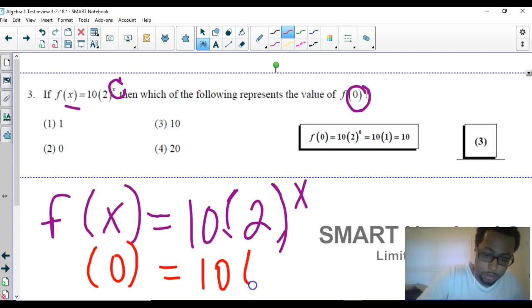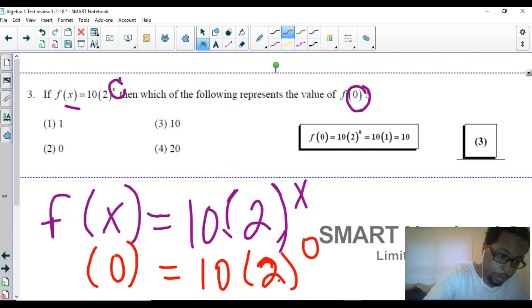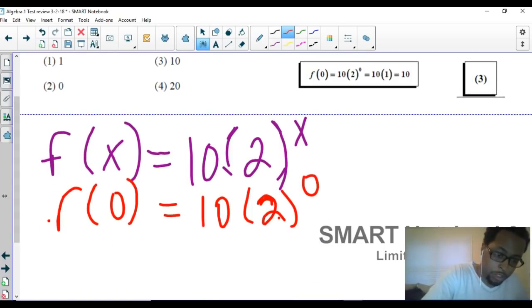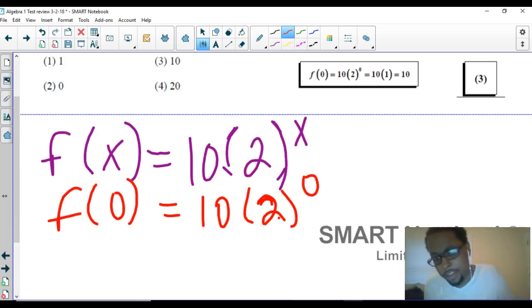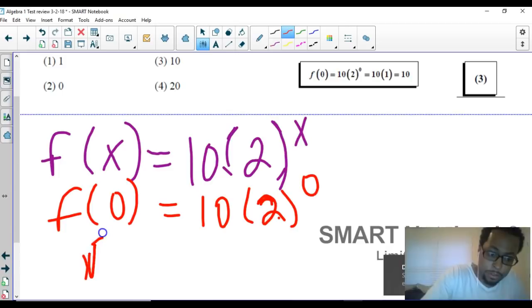Wherever I have an x, I'm going to put a 0. Okay. So what this question is simply saying is, because I'm solving for f of 0, that's all I simply have to do. Now, f of 0 equals 2 to the 0 power.